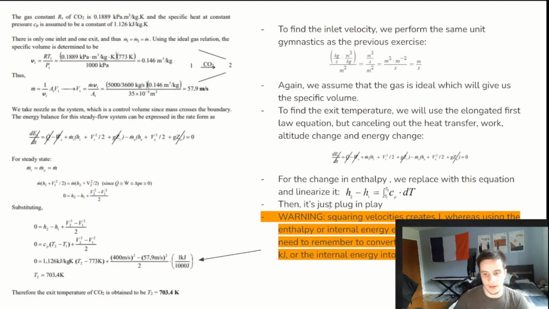And again, a warning: when you're squaring velocities or calculating velocity potentials, you will get your result in joules, and if you want your result in kilojoules, you'll need to multiply by 10 to the power minus 3. Or alternatively, you can multiply the other result by 10 to the power 3 to get it in joules, and then add those two together. So there'll be more cases like this; maybe three quarters of your exercises will require you to remember this.